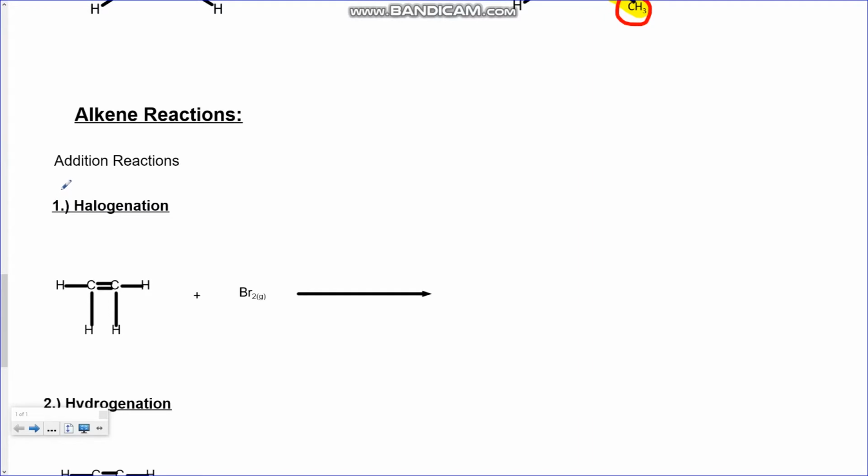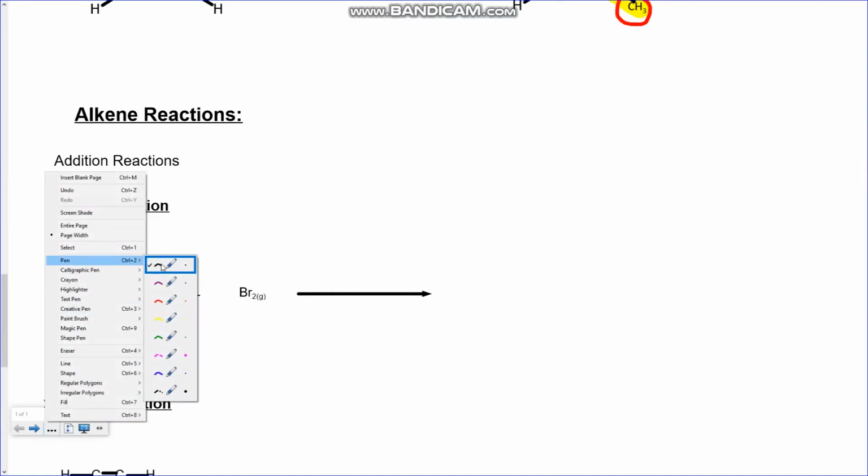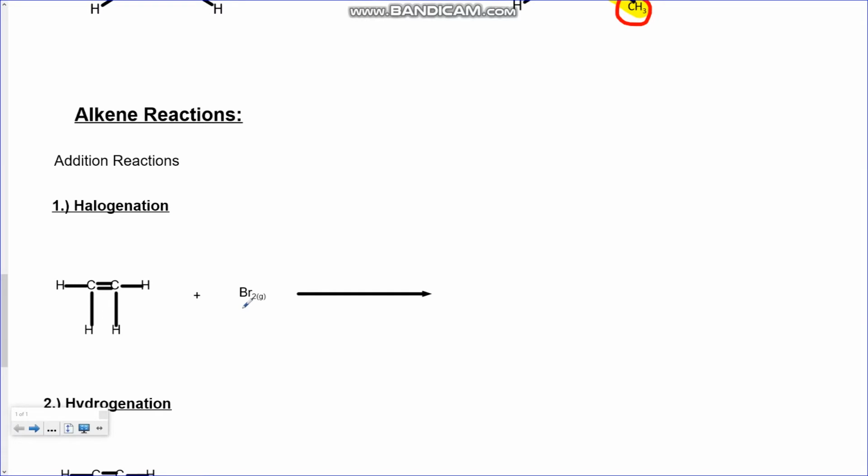Alright, this is going to be talking about reactions. The following reactions are all going to be addition reactions. This first kind of reaction is called a halogenation, and halogenation is pretty much when you have an alkene, in this case ethene, being added with a halogen. In this case, it's bromine. So we have ethene, and this one we already know is bromine. Pretty much what this will produce is an alkyl halide. So this is how the reaction is going to take place.